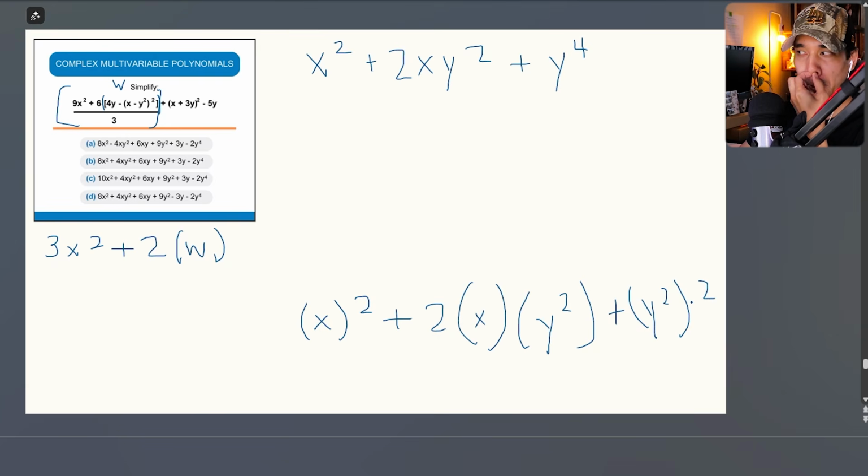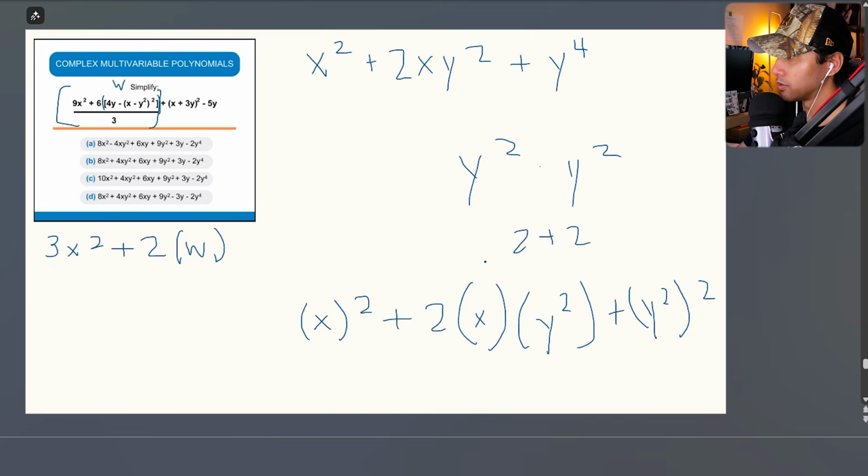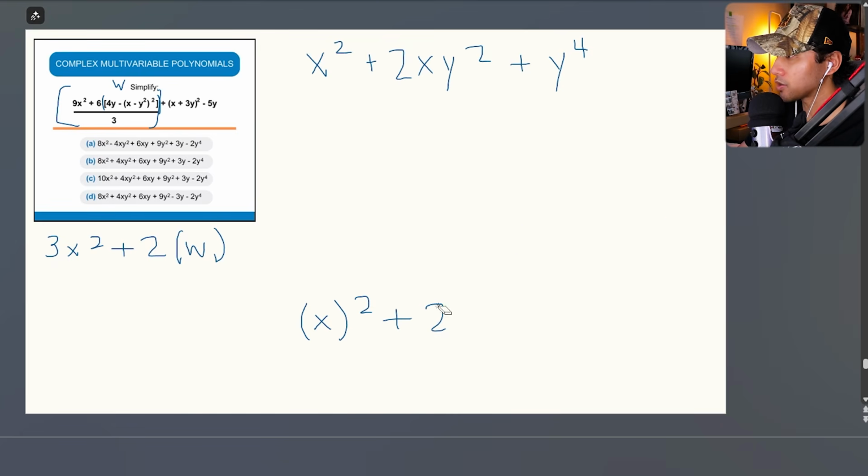Because y squared times y squared, oh my god, my nose itches. Y squared times y squared is just y to the 4th, right? Because it's just 2 plus 2. That's all that's happening, equals y to the 4th, okay? Now you know how to multiply those. I can't stress that enough. That's basic algebra. So we have this part of the formula done, okay?